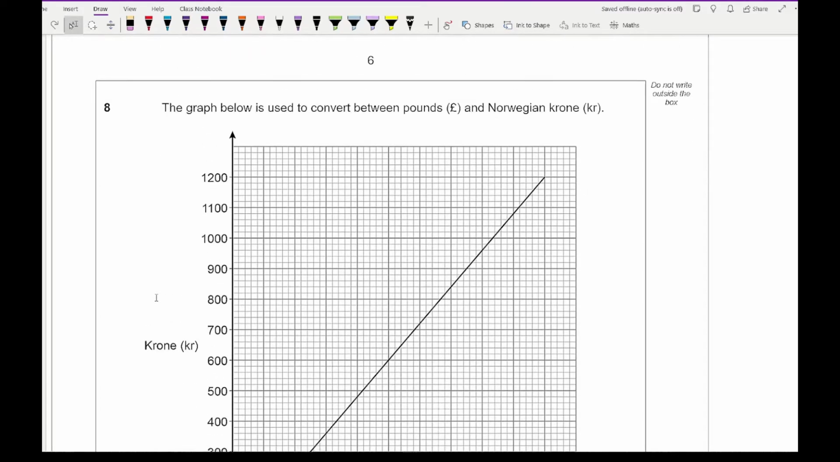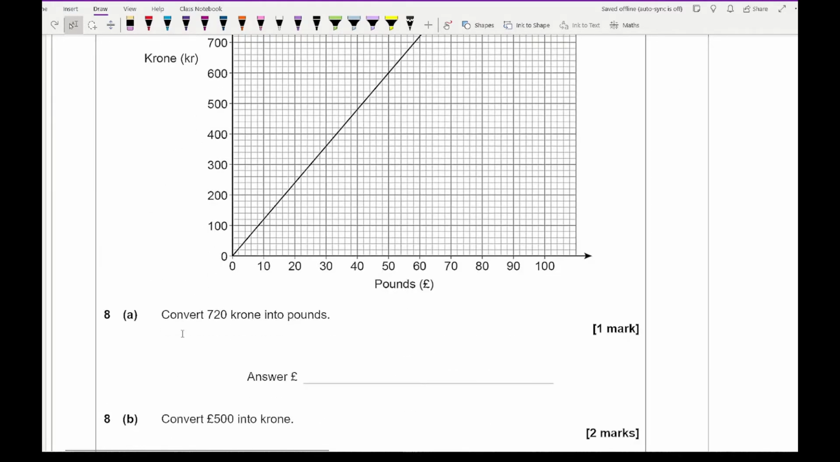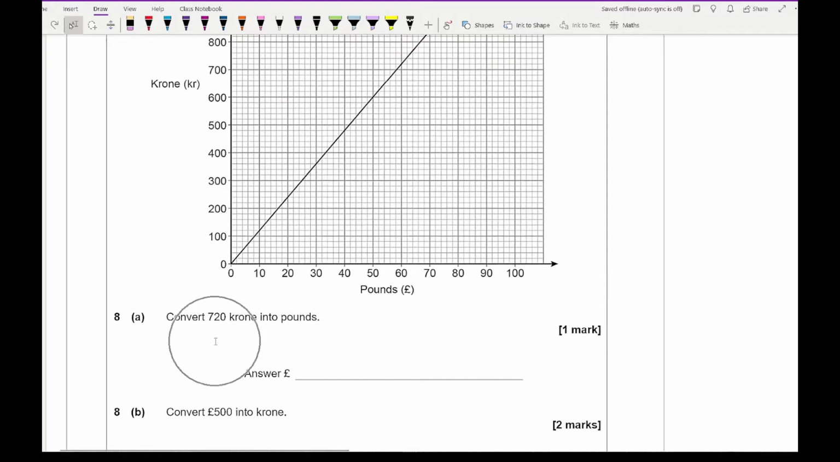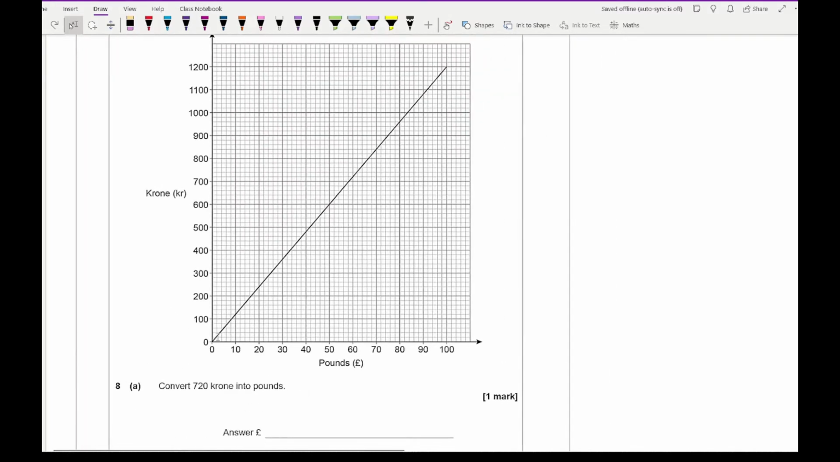Moving on to question 8, it says the graph below is used to convert between pounds and Norwegian krone. For the first question, it says convert 720 krone into pounds. Now if I just zoom out very gently, so we've got it all on our screen. We want to find 720, which is the first little square above 700. We then go across either with a finger or with a ruler, and that's the number we want to pick, and you can see that it's dead on 60, so our answer there is 60.